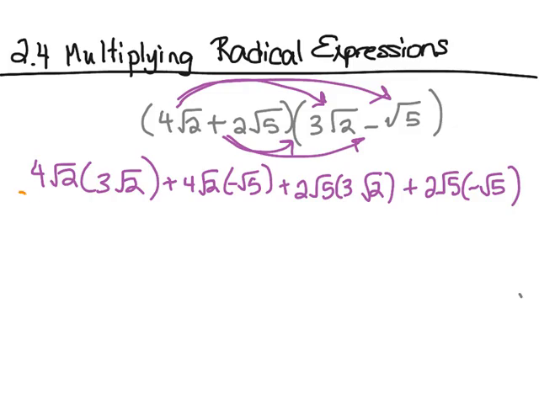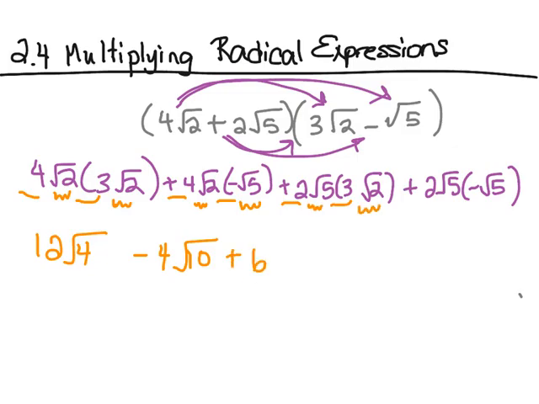Now, all we have to do is multiply our coefficients of each term. So 4 times 3 is 12. And then our radicands, 2 times 2 is root 4. Same here. 4 and negative 1 is negative 4. And 2 and 5 is 10. 2 times 3 is 6. 5 and 2 is 10. 2 and negative 1 is negative 2. And 5 and 5 is 25.